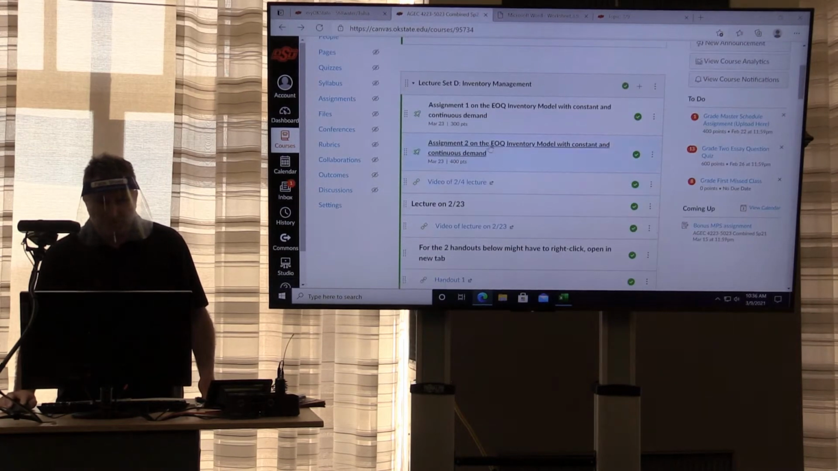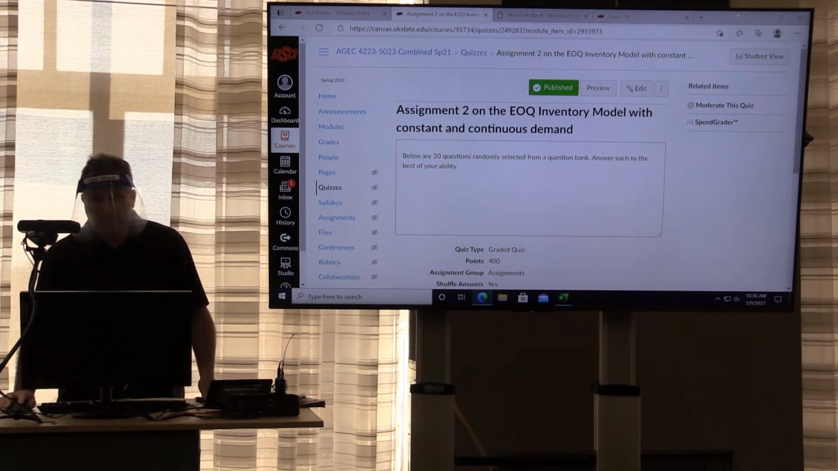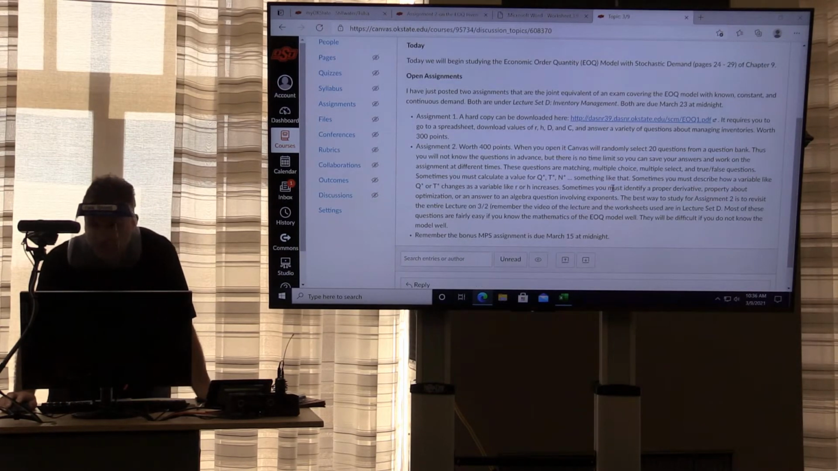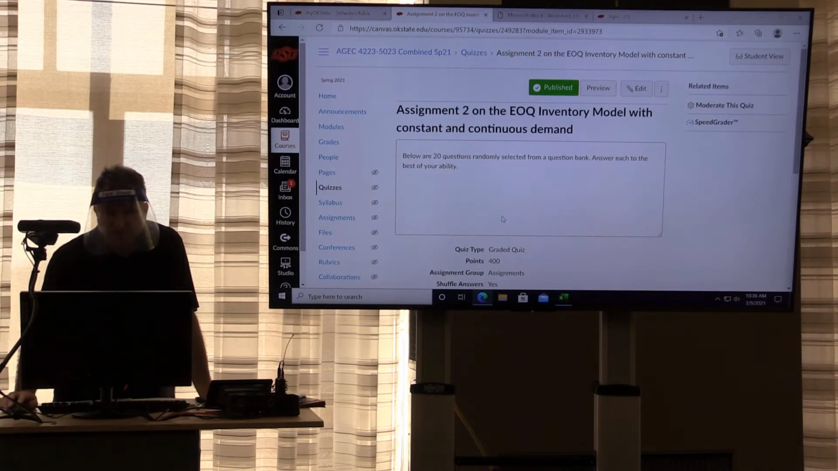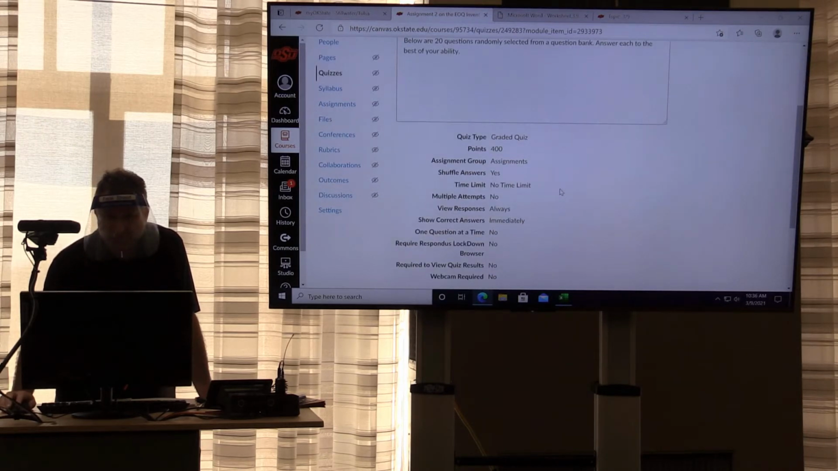And then assignment 2 is harder. I believe it's worth 400 points. I don't think assignment 2 is hard if you know the model well. I even say in the announcements, the best way to study for it is to revisit the entire lecture on March 2nd, the last lecture we did. There's no time limit to it, so you can work on it at different points in time, which also means you can print off the test, save your answers, check back later, things like that. It's due the same time, March 23rd at midnight.